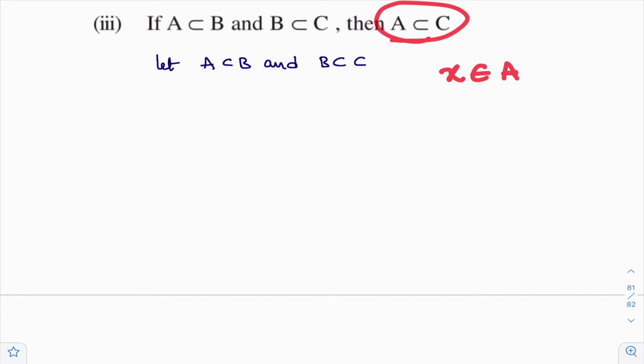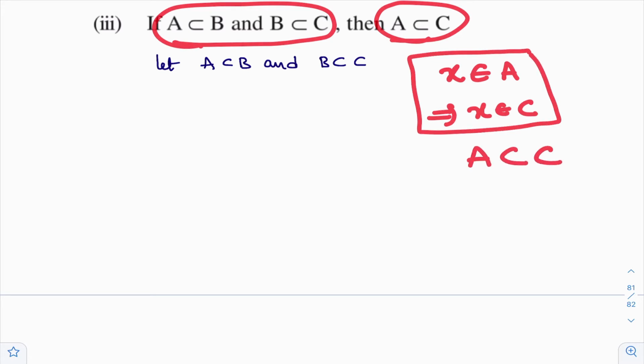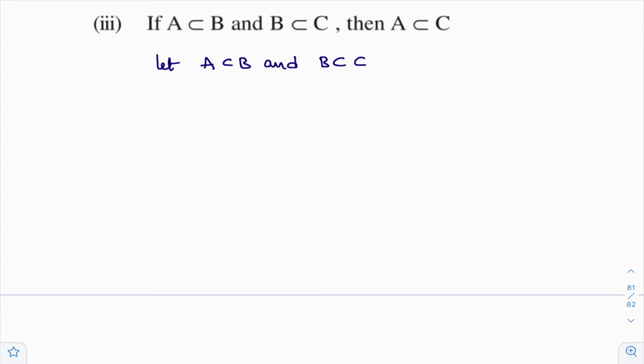I don't know what X is, but I'll suppose that X is there in set A. In the process, by using these two things, I'll prove that X is there in set C also. It indicates that all the elements present in set A are present in set C. So I can say that A is a subset of C.